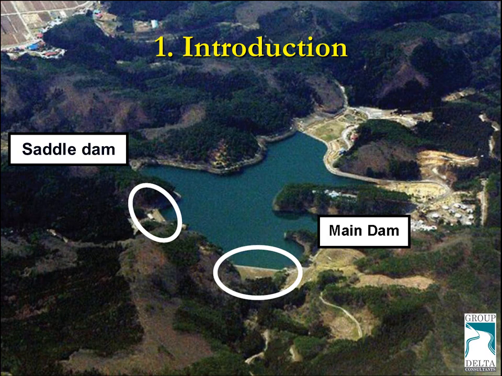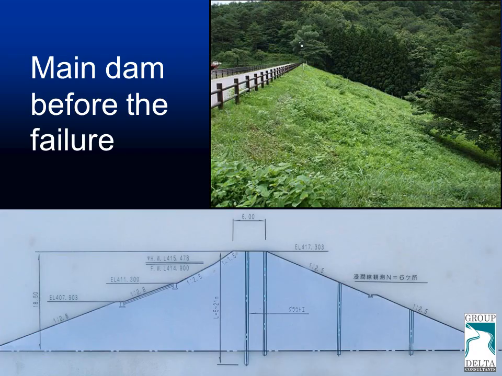The Fujinuma Lake is retained by two dams. The main dam is about 60 feet in height, and the saddle dam is about 20 feet in height. The lake is relatively small and is about 1,200 acre-feet in volume. This is a picture and a cross-section of the main dam that was prepared well before the failure, and the cross-section also shows some of the piezometers that were installed a long time ago on the dam itself.